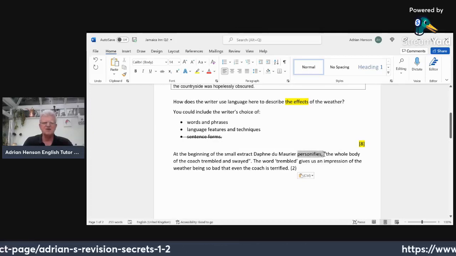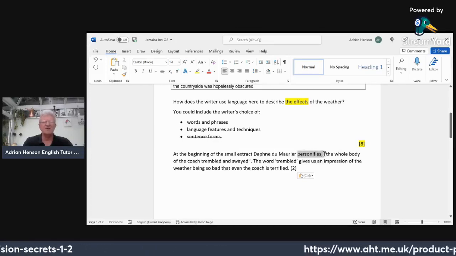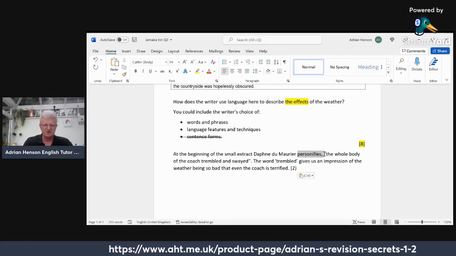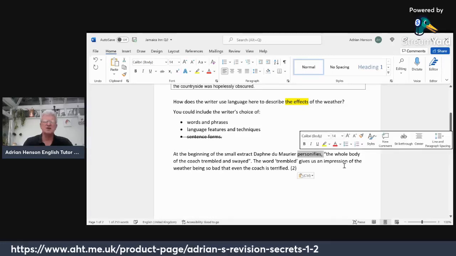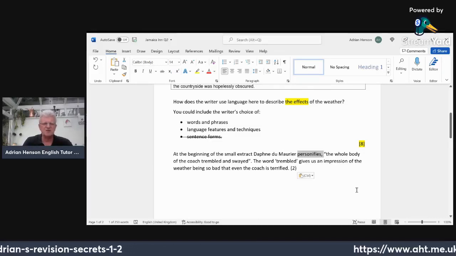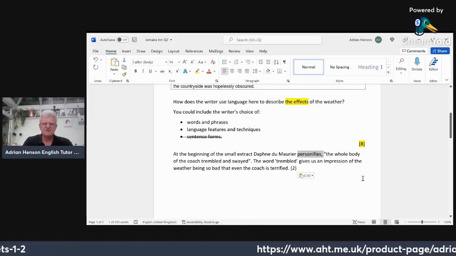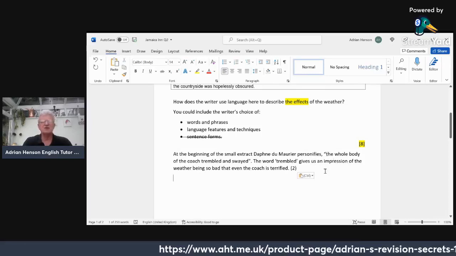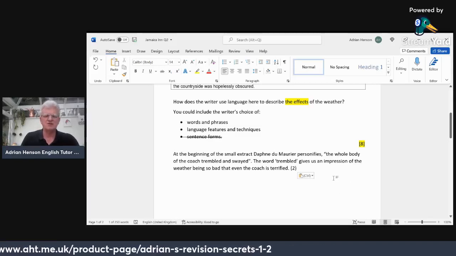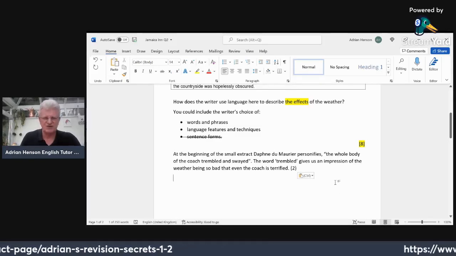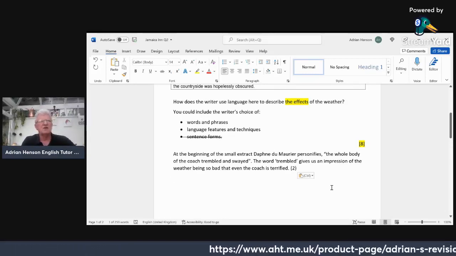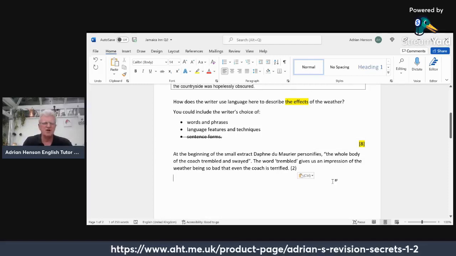So I immediately identify a reference, and I've actually named the reference. In this case, it is a literary device, and I would do it in a subliminal way. At the beginning of the small extract, Daphne du Maurier personifies, and then I take the quote. I don't always say Daphne du Maurier uses the personification, or uses the quote, which is a personification, and then name the quote. It doesn't flow well. So try to incorporate your style of writing into your answers.